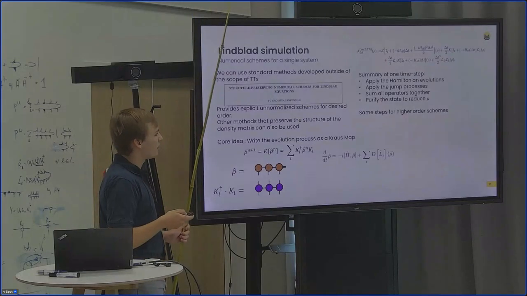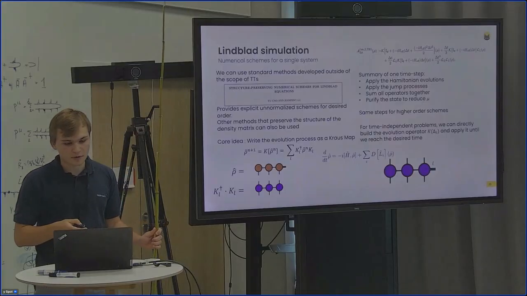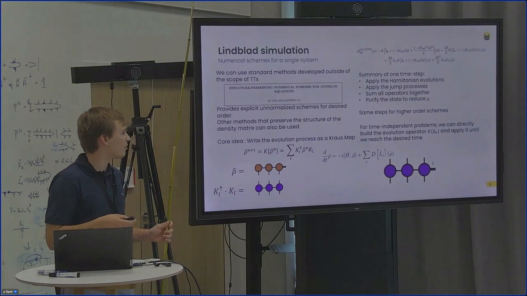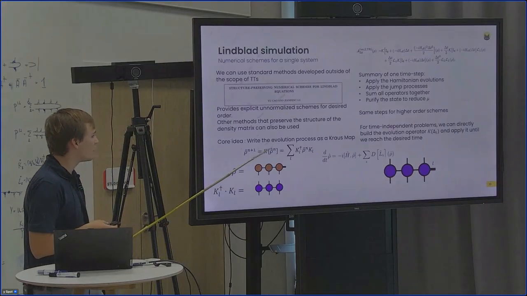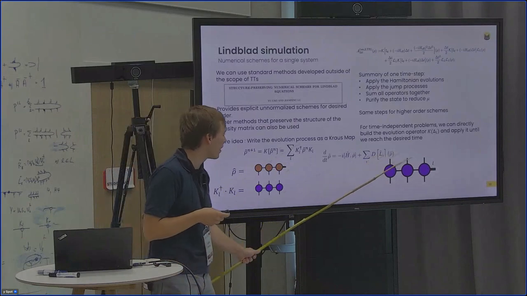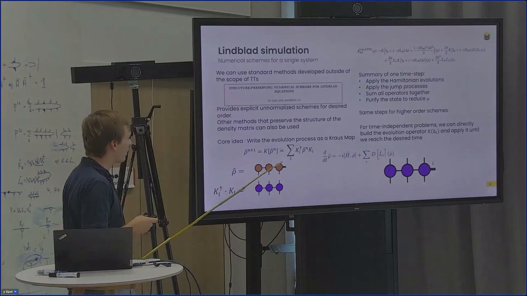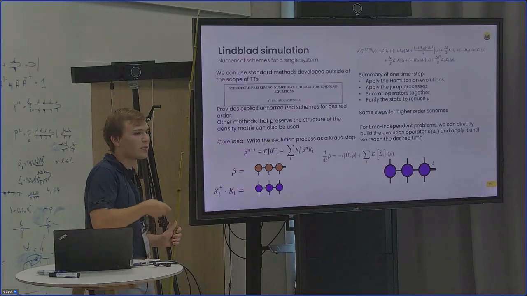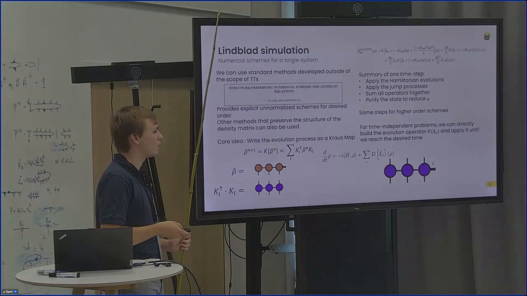And you can use the same step for higher order schemes. For a time-independent problem, you can even do something smarter: you can build this K operator directly as an MPO with an extra leg of size L, the same as the number of terms in your sum, that you just apply repeatedly to your system until you reach the desired time.